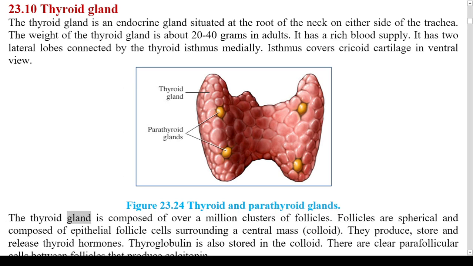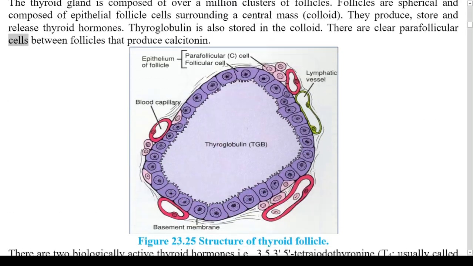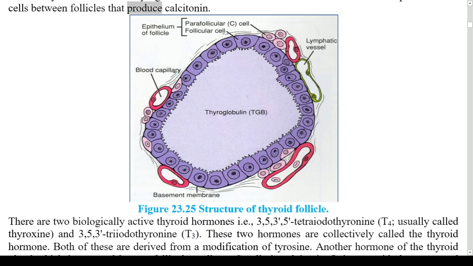The thyroid gland is composed of over 1 million clusters of follicles. Follicles are spherical and composed of epithelial follicle cells surrounding a central mass, colloid. They produce, store and release thyroid hormones. Thyroglobulin is also stored in the colloid. There are clear parafollicular cells between follicles that produce calcitonin. Figure 23.25 Structure of thyroid follicle.